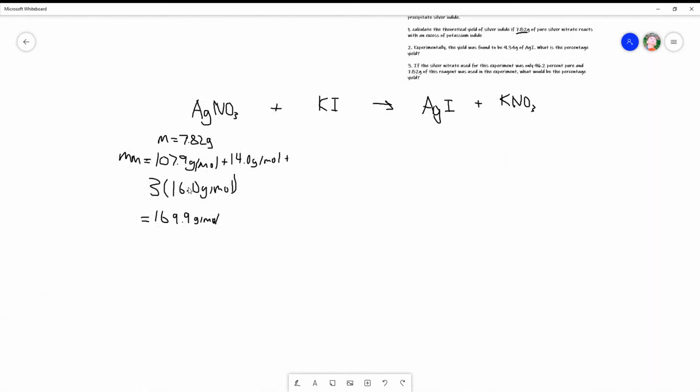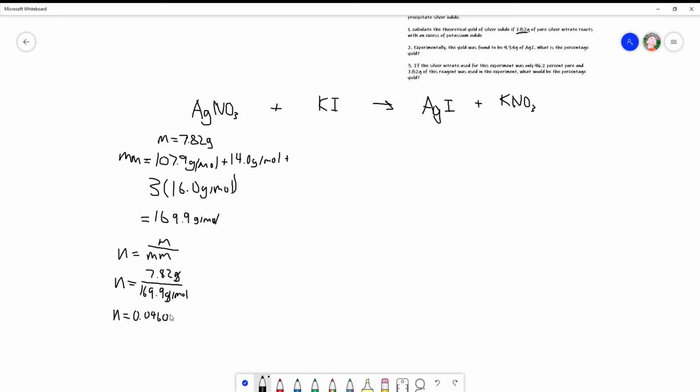Now, with these two pieces of information, we can calculate the number of moles. And this can be calculated with the formula n equals m over M, or in other words, number of moles equals mass over molar mass. And all we have to do is just plug in the numbers. So we take 7.82 grams over 169.9 grams per mole. The grams cancel each other out, and we get a total of roughly 0.046027 moles.